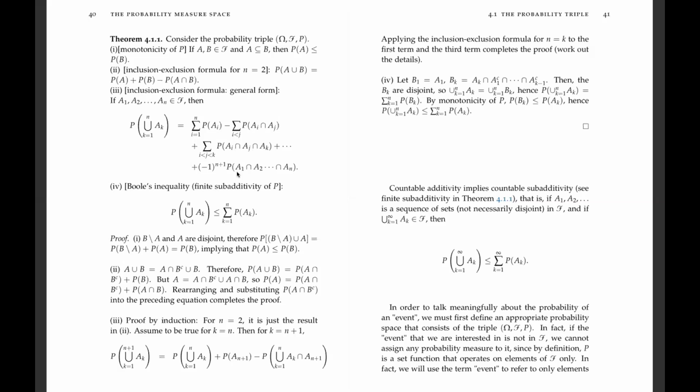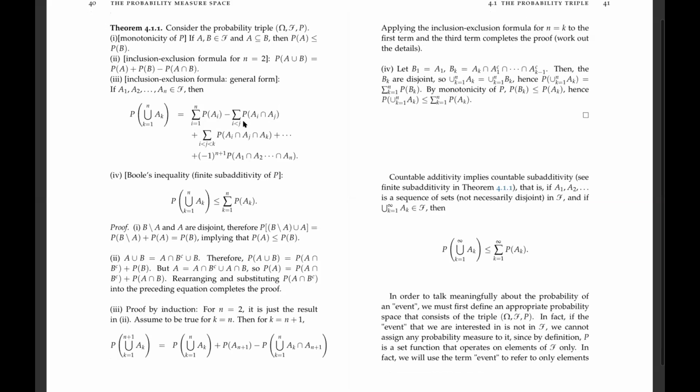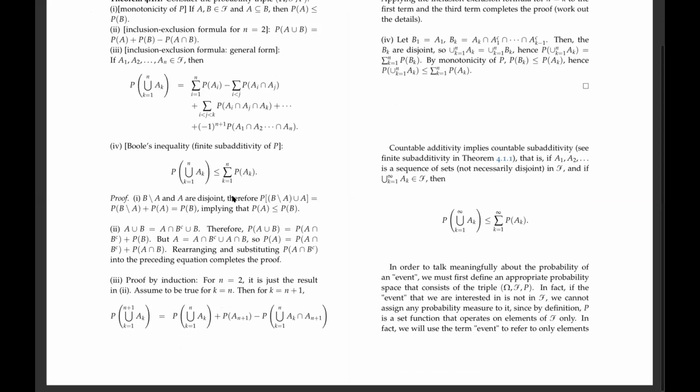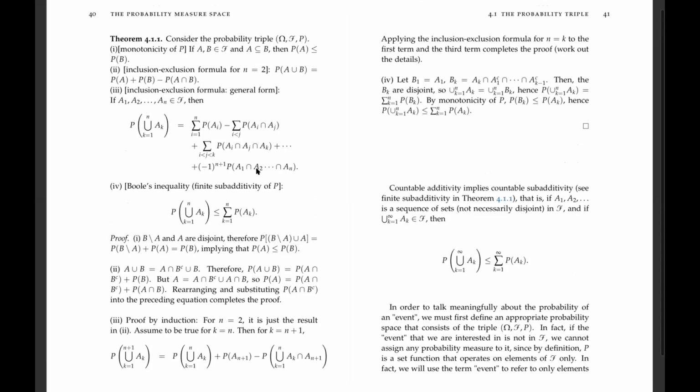Then from this inclusion exclusion formula, you can derive Boole's inequality, okay? Which is very useful later. Yeah, Boole's inequality is a very useful inequality because it gives a bound to the probability of the union of these sets. All right, in terms of the sum of the individual probabilities. All right. Okay, let's quickly look at the proof.